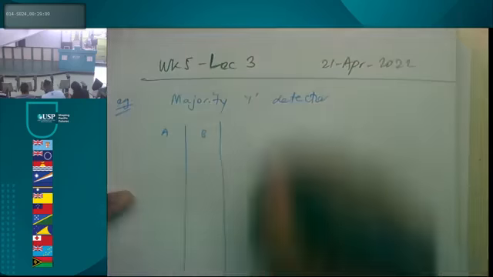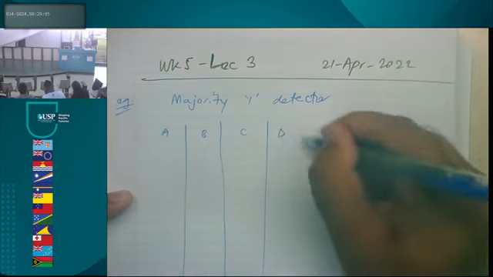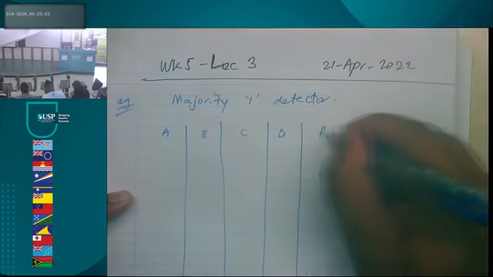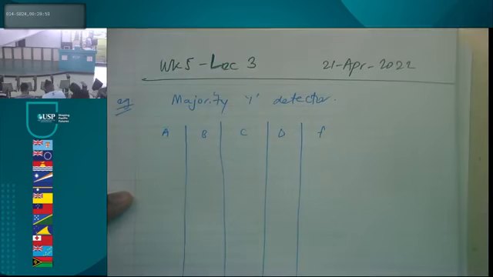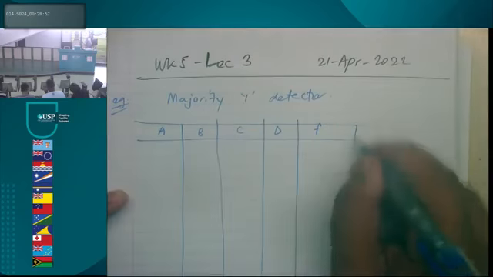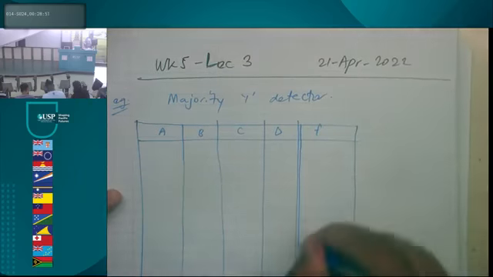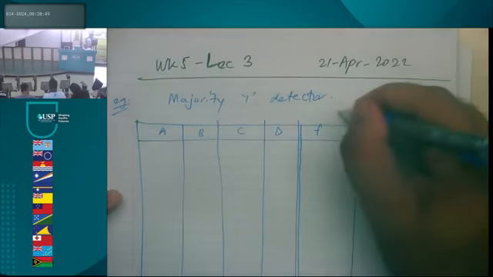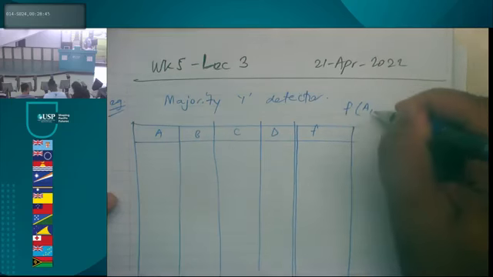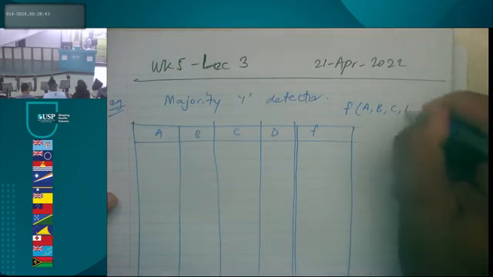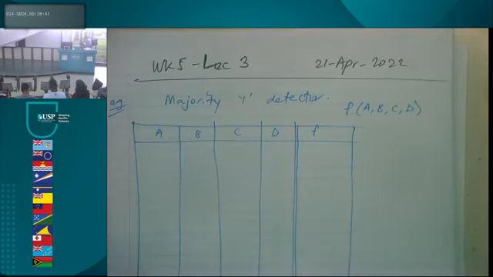And let's be fast now, all right? A, B, C, D, and output F. What I can say over here, guys, is that our system can be written as F of A, B, C, D. Look at the notation. That is how our system is written. F is a function of A, B, C, and D, which means there are 4 inputs. This system is a majority 1 detector.